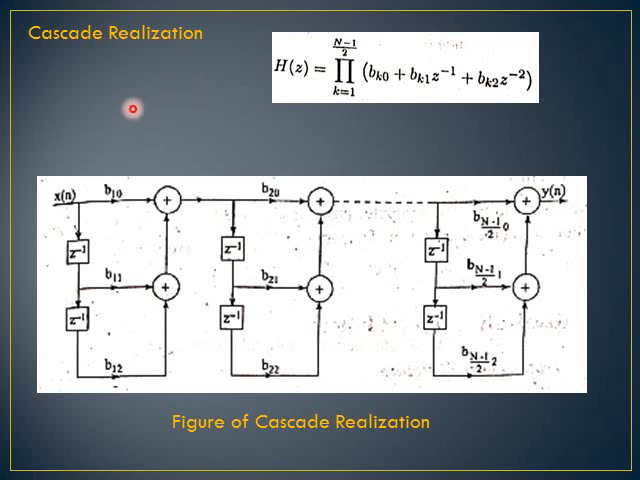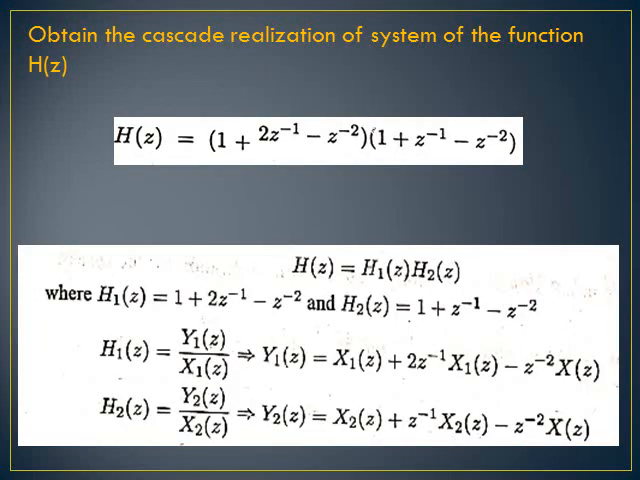Cascade. Again, this is one of the important parts. Here we have only a zero system, so we'll be drawing the cascade in terms of direct form 1 for first order as well as second order. Obtain the cascade realization of the system for the function 1 plus 2z raised to minus 1 minus z raised to minus 2 into 1 plus z raised to minus 1 minus z raised to minus 2.